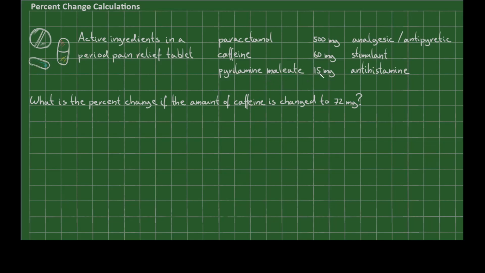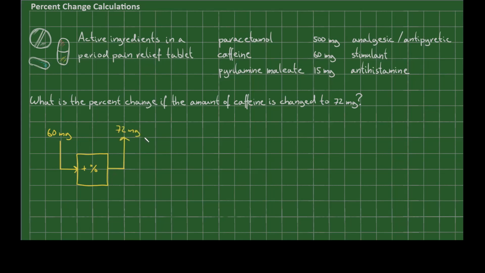Anyway, the current tablet contains 60 milligrams of caffeine. And the question is asking us, what is the percent change if the amount of caffeine is increased to 72 milligrams? My first approach will be to create a bit of a roadmap. So we start with 60 milligrams of caffeine. And then we are going to increase that by a certain percentage. And once all is said and done, we are going to end up with 72 milligrams of caffeine.